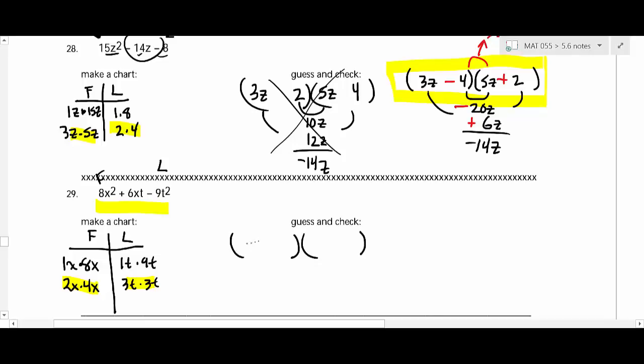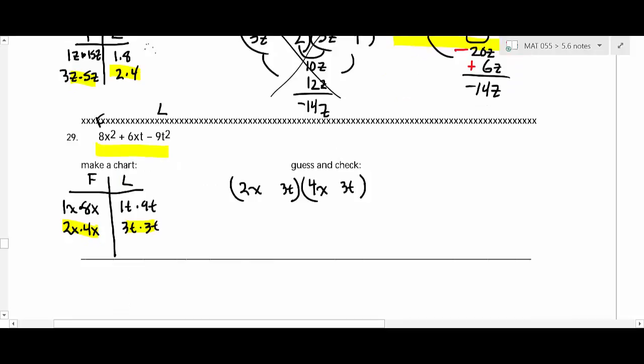So let's put a 2x and a 4x there, and a 3t and a 3t there, like that. Now remember, the key thing is we want that middle term to add up to 6xt. So let's see if we're on the right track. This middle term is going to be 12xt, or tx, it doesn't matter what order. The last term is going to come together to make a 6xt. We're trying to get 6xt. So what do you think of that combination? Will that work?